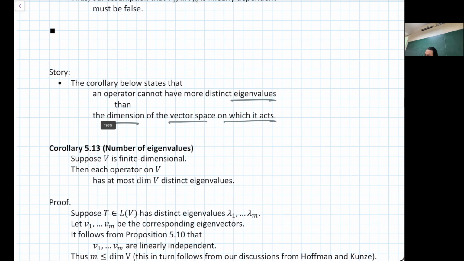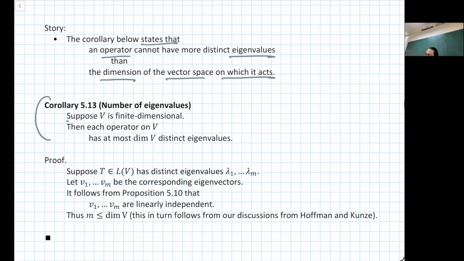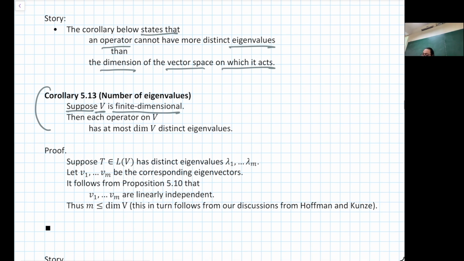Okay, so let me just state the corollary. Suppose the vector space is finite dimensional, as our favorite kind of vector space. Then each operator on V has at most dimension of V distinct eigenvalues. Okay, why is that?